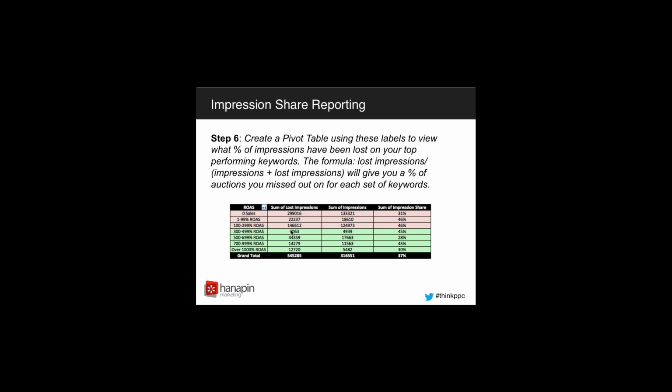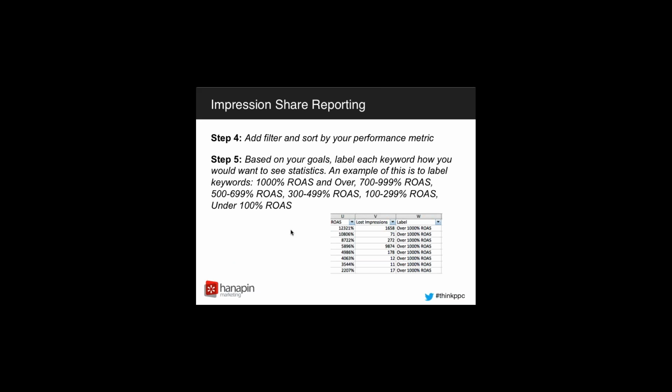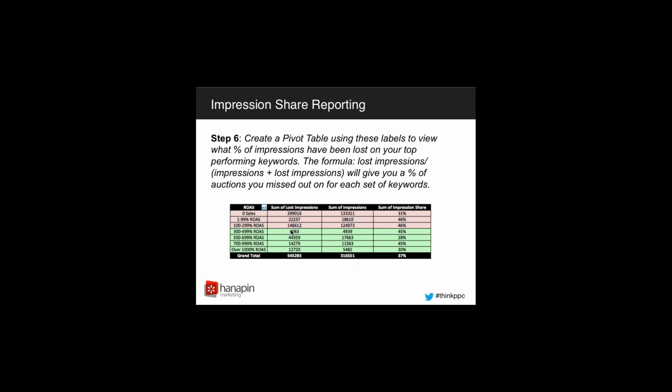Within that next step is creating a pivot table. As I go back from the previous slide, you can see we have the raw data sheet. We added these 2 columns, and then from there we highlight all of the raw data and create this simple pivot table. How this pivot table is created is we just sort by the label that we just created and then add lost impressions and impressions to the table. From there, we create our own formula within this pivot table to get the impression share. This formula is basically impressions divided by impressions plus lost impressions.